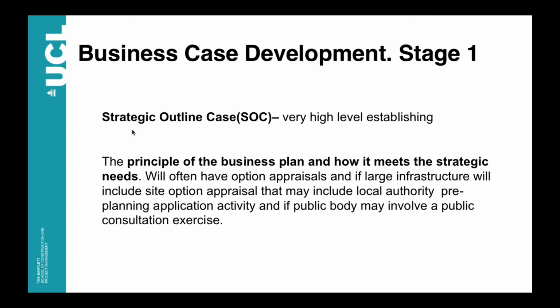In the case of large infrastructure projects, it is in this strategic outline case that the different options connected with the site where the infrastructure will be located may be included. Also, in that document, we will include the contacts with local authorities, and in the case that the project includes a public body, this may involve a public consultation exercise in order to know how people from a particular area will be affected.